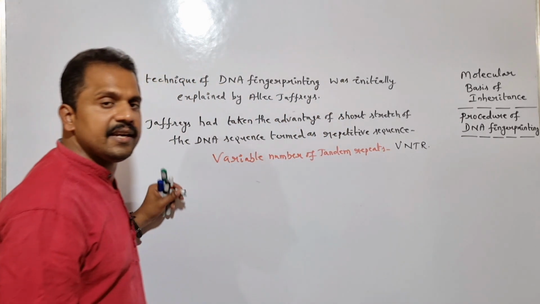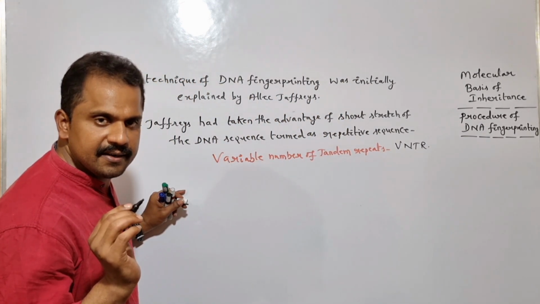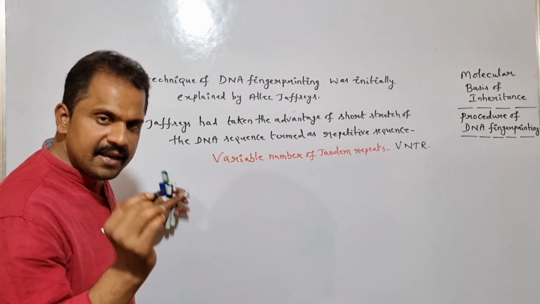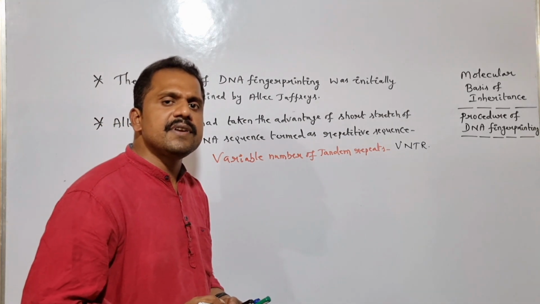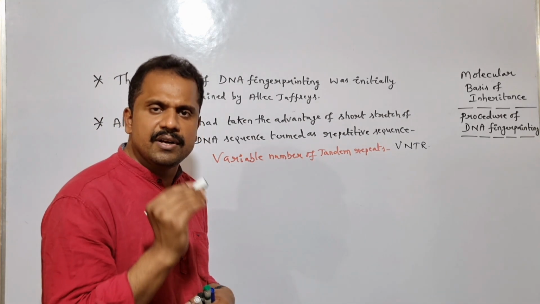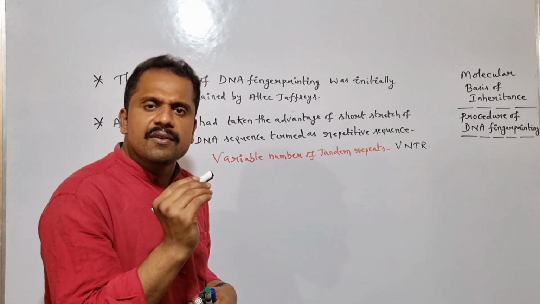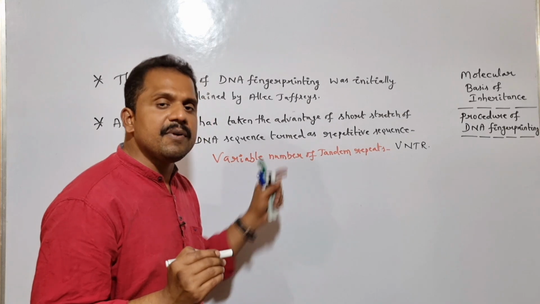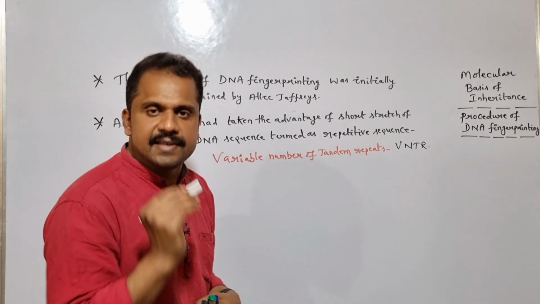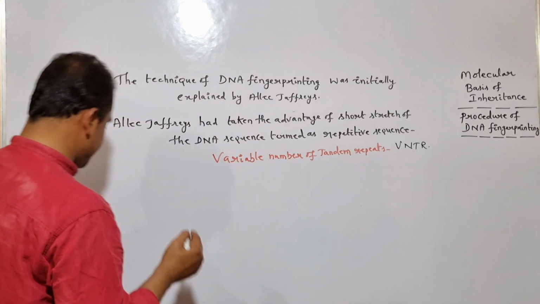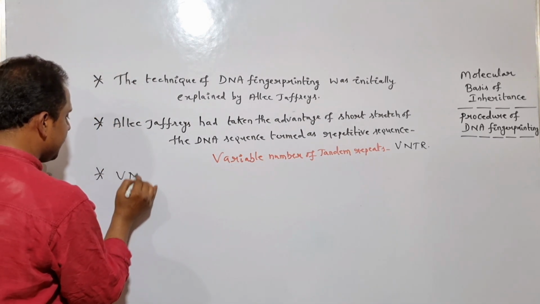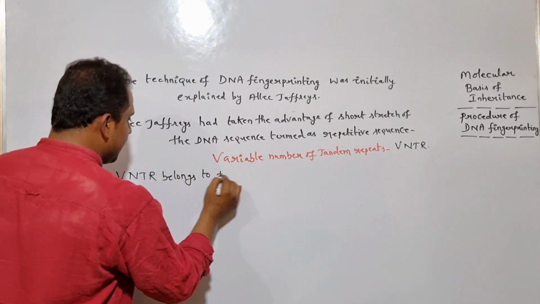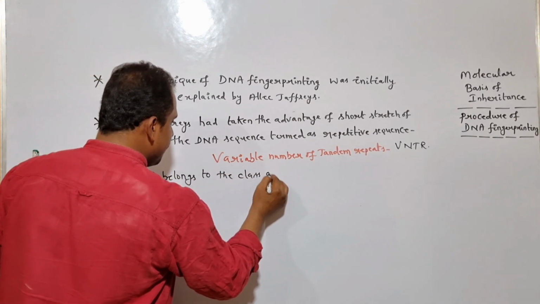The specific VNTR is a part of mini satellite. Is it clear? The specific VNTR belongs to a specific class termed as mini satellite. As I have already explained, we can differentiate satellite DNA into two different types: microsatellite and mini satellite. So the VNTR, which is a type of repetitive sequence, belongs to the class of mini satellite.